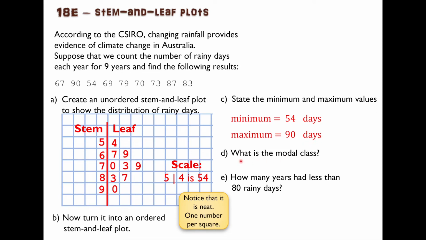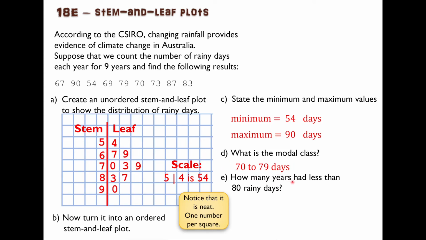We can find the modal class. The modal class is the most common group. We've got the 50s, only one result, the 60s, two results, the 70s. So the modal class is 70 to 79 days. Even if this number here was an 8, you would still write 70 to 79 days because that's the group.